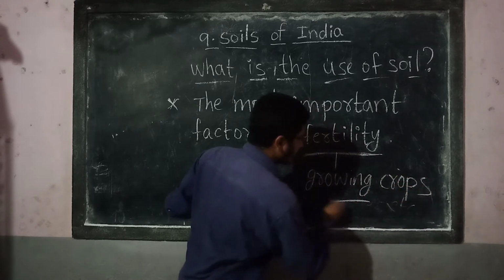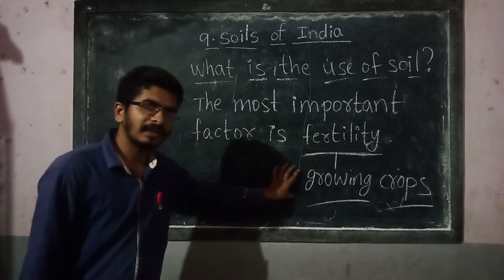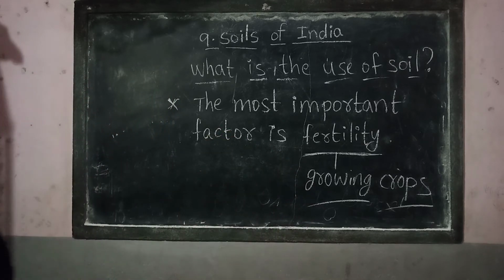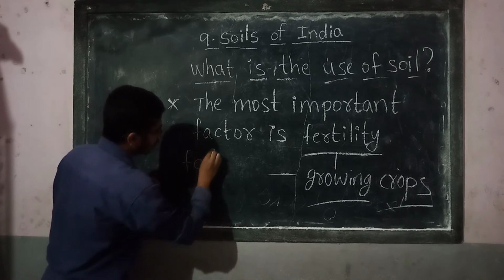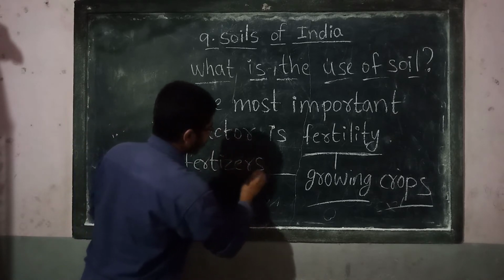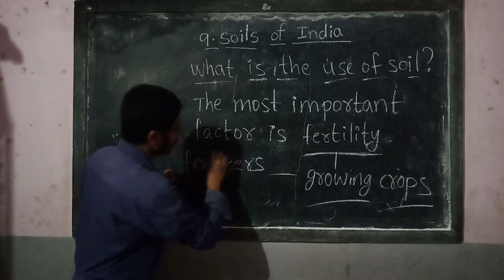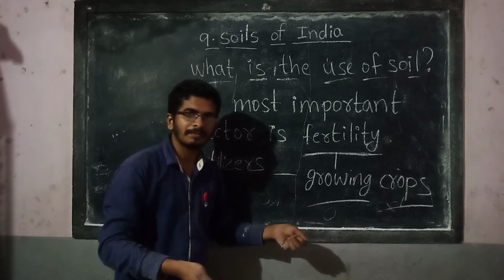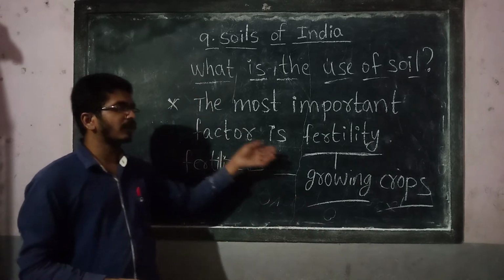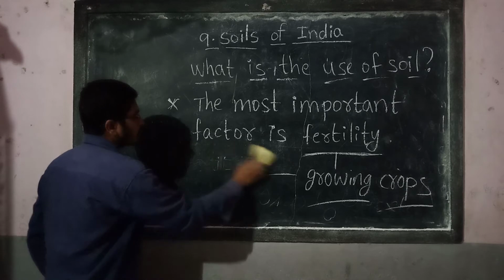Clear? Because of the soil only, the crops will grow, because of the soil and water and all these mineral particles and many other objects, the crops will grow. That is the main important factor. And adding some fertilizers, manure, what are the main things we need for growing crops? Fertilizers, seeds, pesticides, chemicals they will use for the crops. So these fertilizers are also important to grow the crops. Now, okay, so soil is very important.